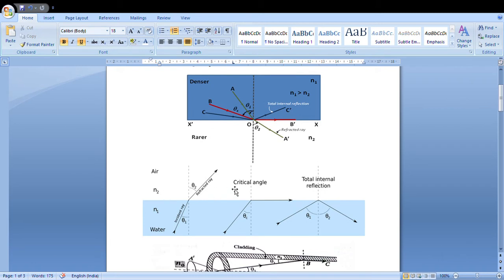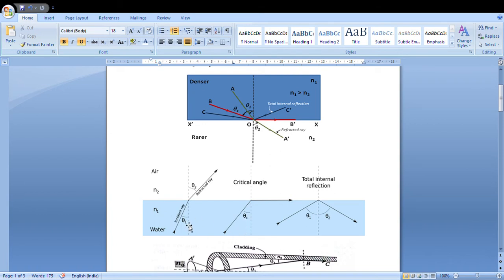Now the same thing can be understood using the medium of water and air. Let's say light is traveling from water to air. The incident ray forms an angle theta 1, so the refracted ray has theta 2. N1 is greater than N2, obviously, because light slows down in water compared to air.